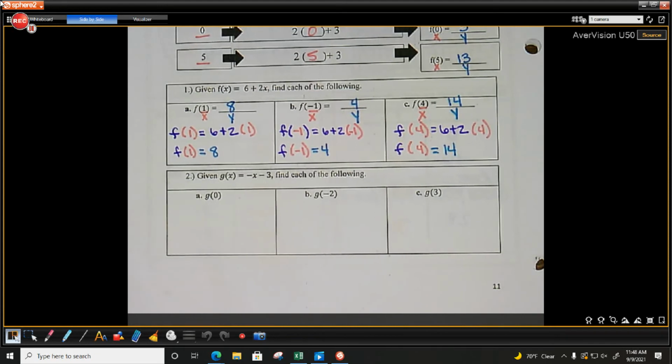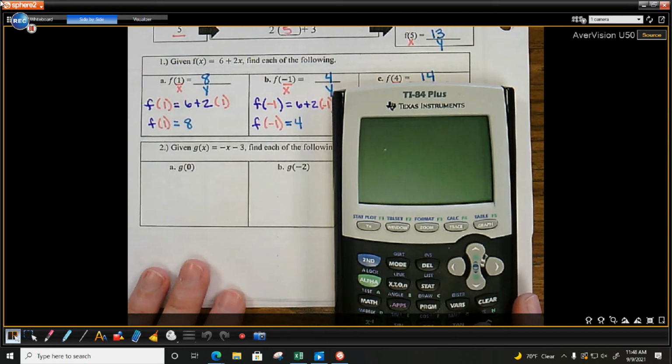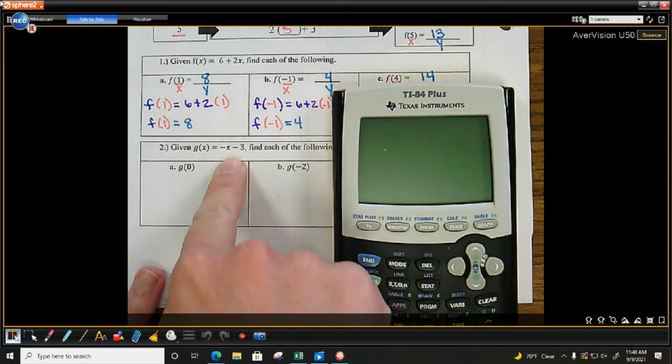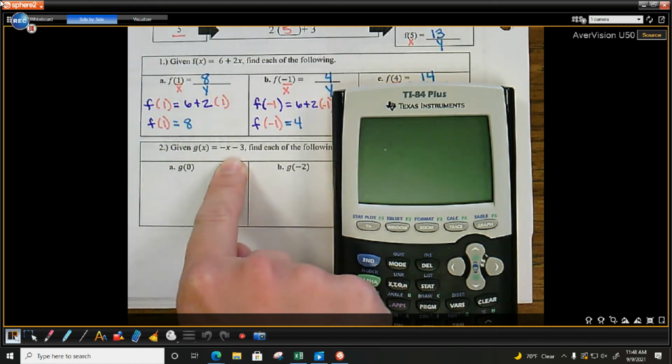I'm going to actually go to the table. Okay? How many of us would like to see a short way to be able to do this? Okay, let's all follow along with me. Get your calculator. If we are using the same function over and over and over again, I'm going to show you a short way to do this.